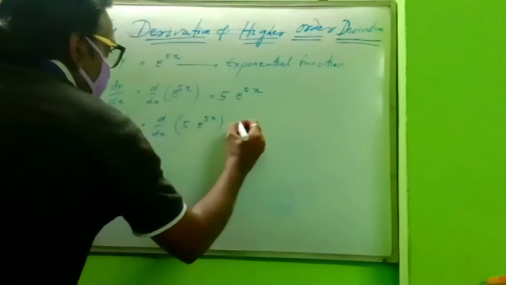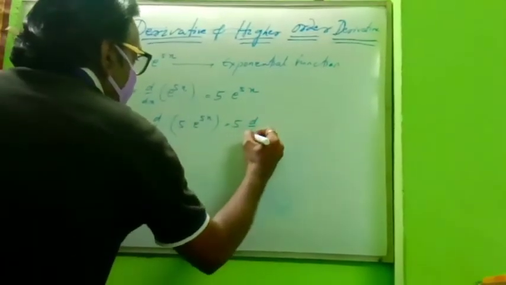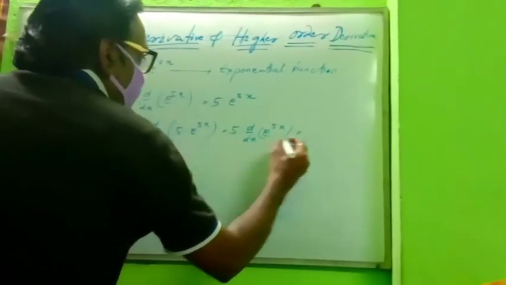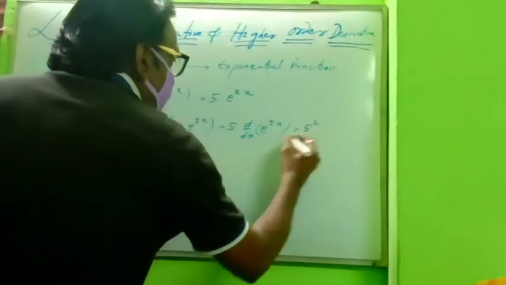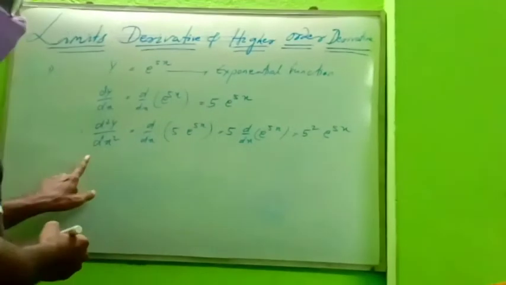This 5 will be outside. Again, the derivative of e to the power 5x is e to the power 5x. Finally, what will you get? Again 5 will come here. This will be 5 whole square, and 25 into e to the power 5x. This is the second order derivative.